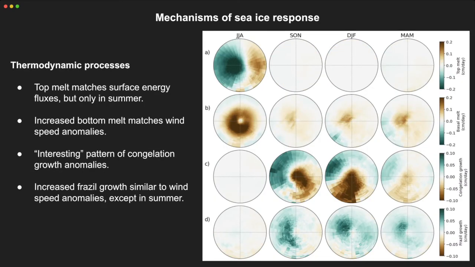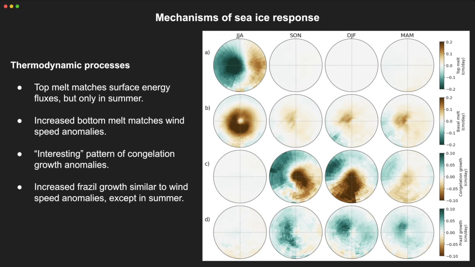So I want to break down the thermodynamic processes a little further because there's a lot of mechanisms by which the ice can change thermodynamically. So the first thing I want to look at is anomalies in the melt of ice at the top surface. So that's this top row that I've got here, row A. And you can see that only in summer do you get anomalies in ice top melt. And this makes sense as this is the only season where the ice surface is kind of close to its melting and freezing point.